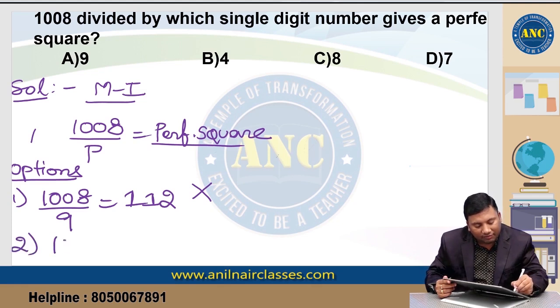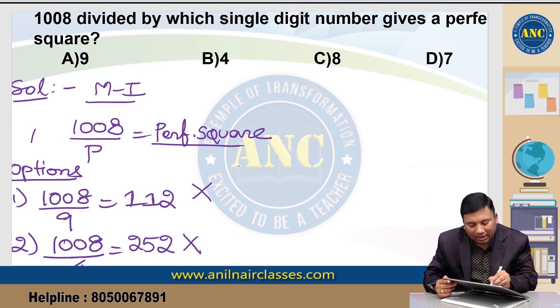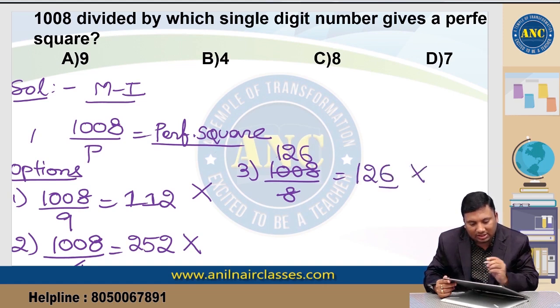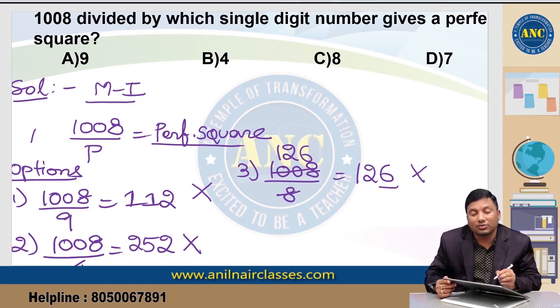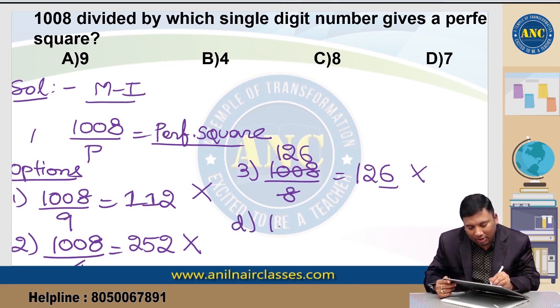Suppose it is 1008 divided by 4, which is nothing but 252. 252 is also not a perfect square. Third one, 1008 divided by 8, so it is nothing but 126, which is not a perfect square. Why? Because 11 square is 121, 12 square is 144.